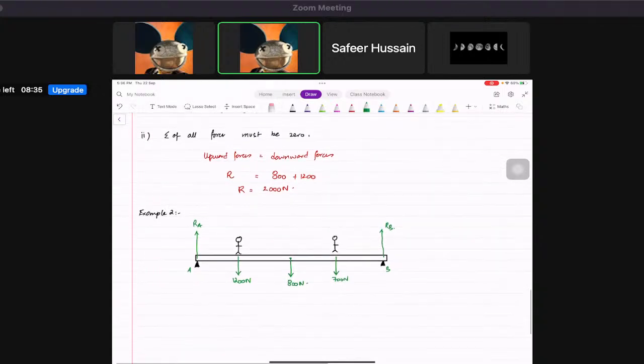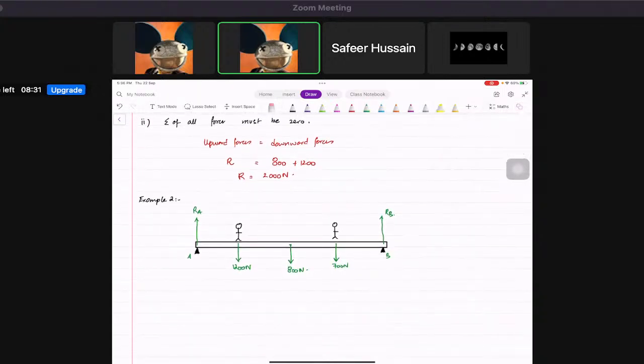Now they have also given the distances of all of these. This is 2 meters, this is 2 meters, this is 2 meters, this is 2 meters, right? So they've given the distances as well. And basically they ask: find the reaction on each pivot. Now this sort of question is a 2 pivot system.